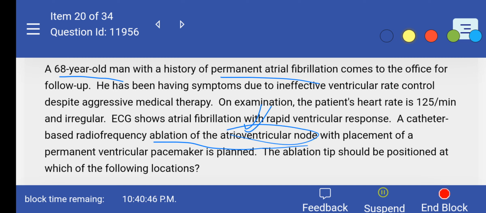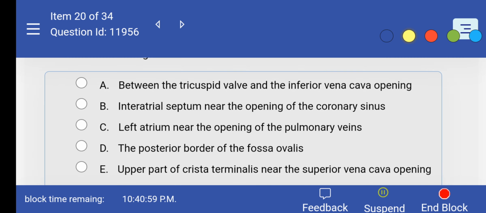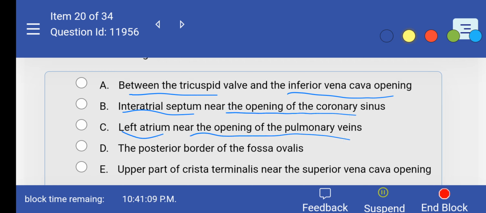Note this point, right? The ablation tip should be positioned at which of the following locations? They are talking about the location of the AV node, right? Okay. So option A, between the tricuspid wall and inferior vena cava opening. Option B, interatrial septum near the opening of the coronary sinus. Option C, left atrium near the opening of the pulmonary veins. Option D, posterior part of the fossa ovalis. Option E, upper part of the crista terminalis near the superior vena cava opening. Pause it and give the answer.